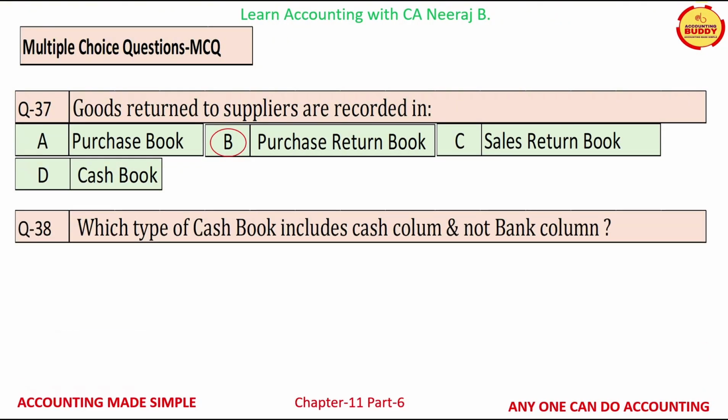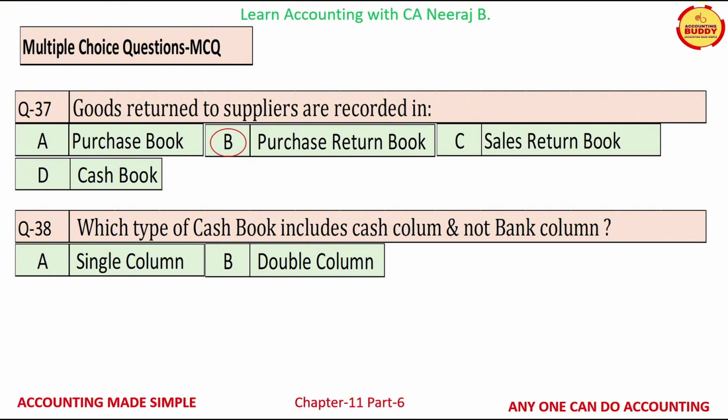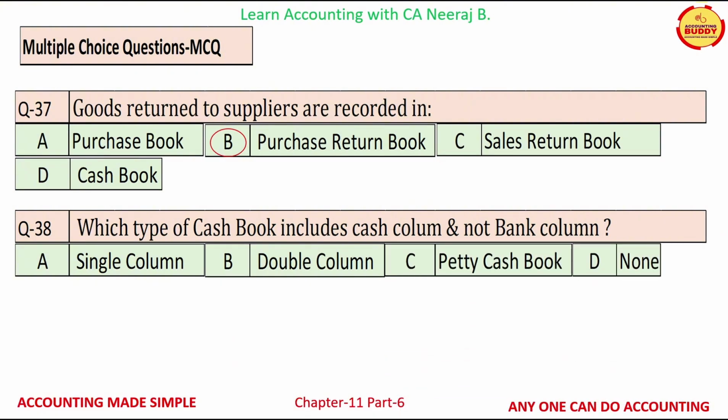Question number 38 is which type of cash book includes cash column and not bank column? And the available options are option A, single column, option B, double column, option C, petty cash book, and option D, none. And the correct option is option A, single column.